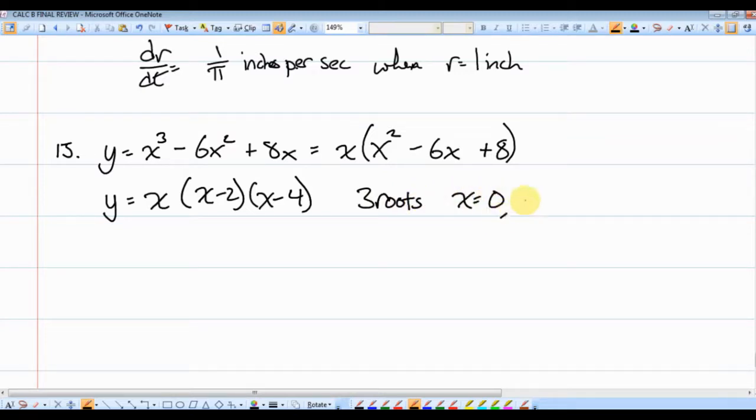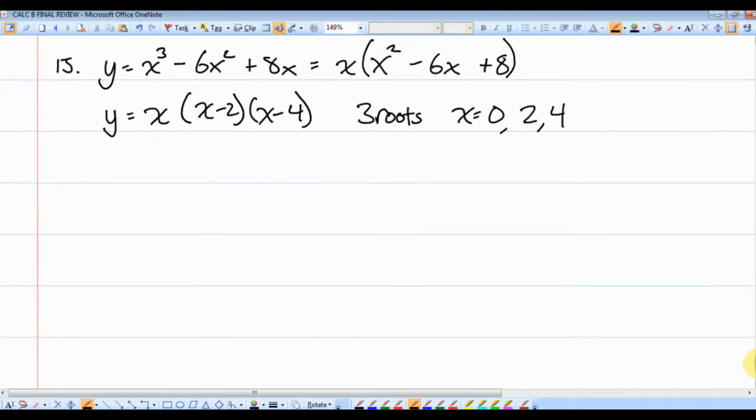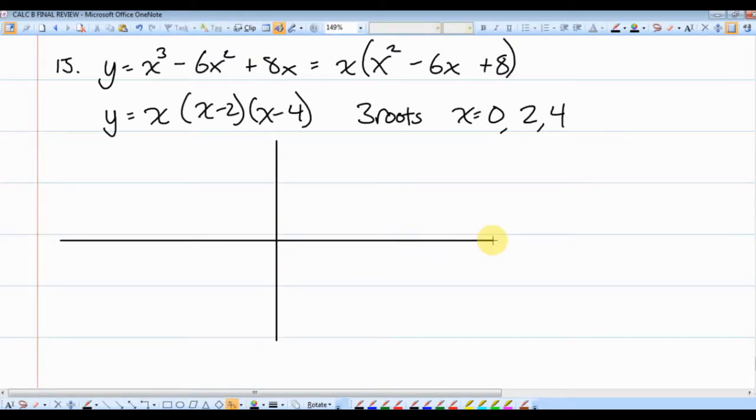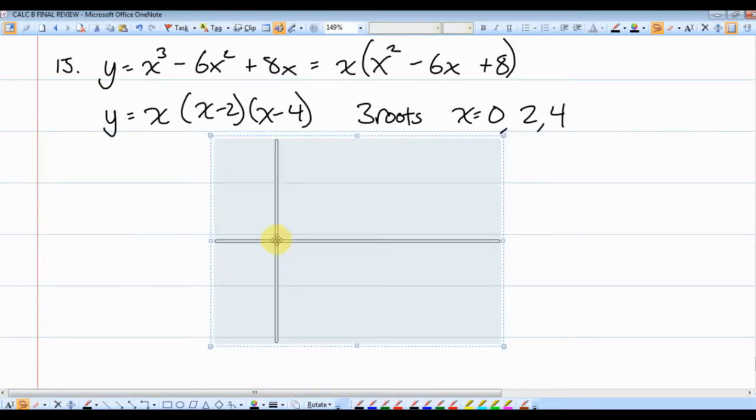X equals 0, 2, and 4. Awesome. Now I know a lot about the way that this looks. Do you remember, is it called the lead coefficient theorem? Wait, no, not that lead coefficient theorem. The one with the increasing, the endpoints. Yeah, increasing with the endpoints.